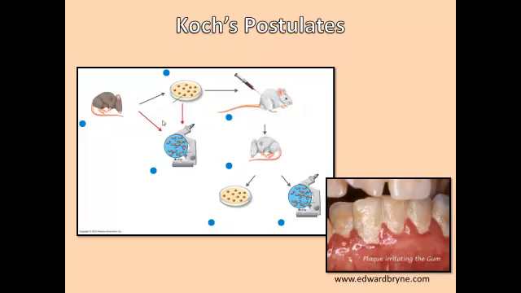Periodontal disease is another one that we've had to modify Koch's postulates for. We find the same bacterial species in healthy mouths versus those with periodontal disease. We just find them in different numbers. In health, certain bacterial species are found in small numbers. In disease, they have taken over.